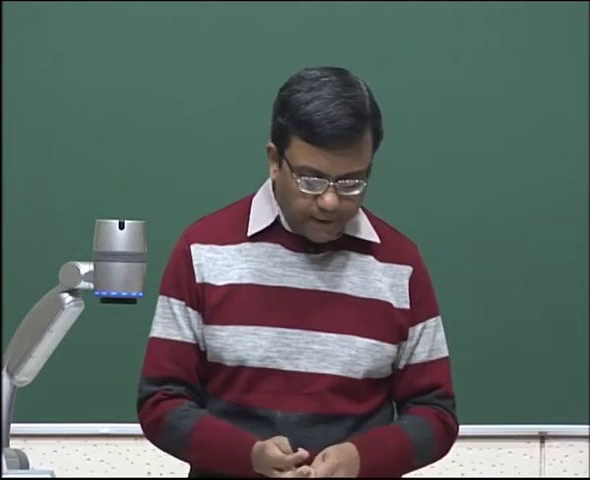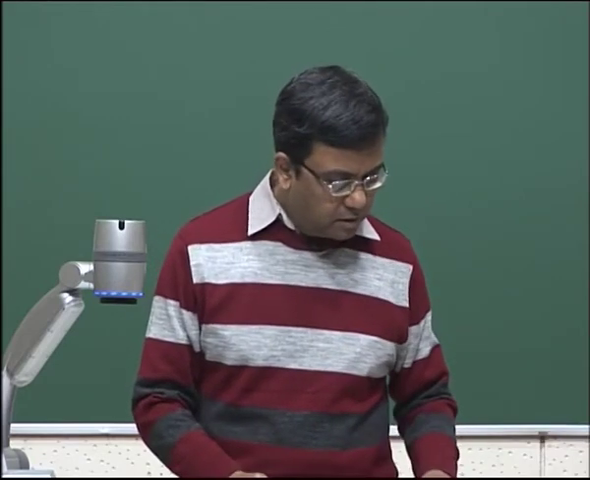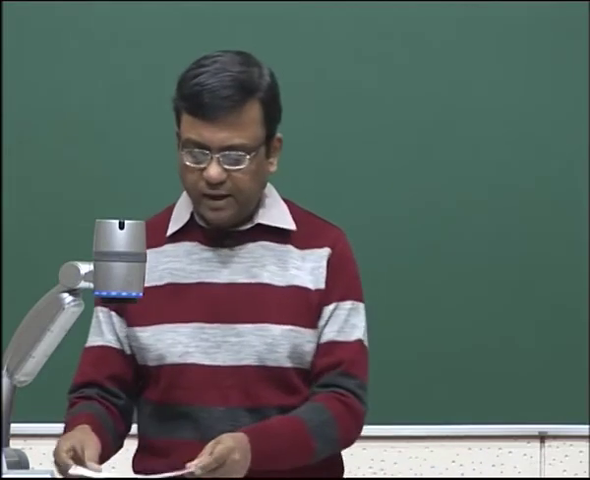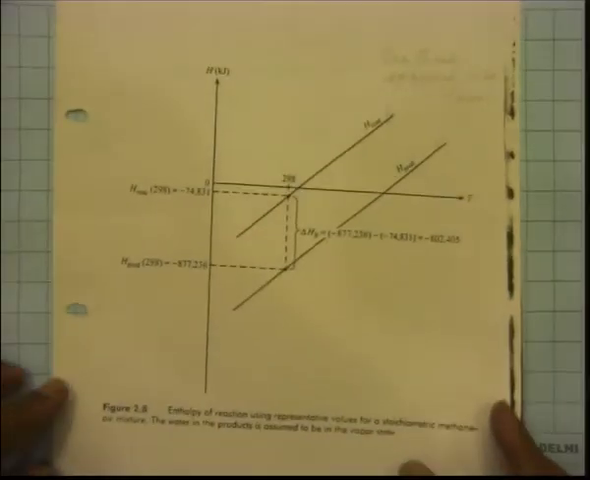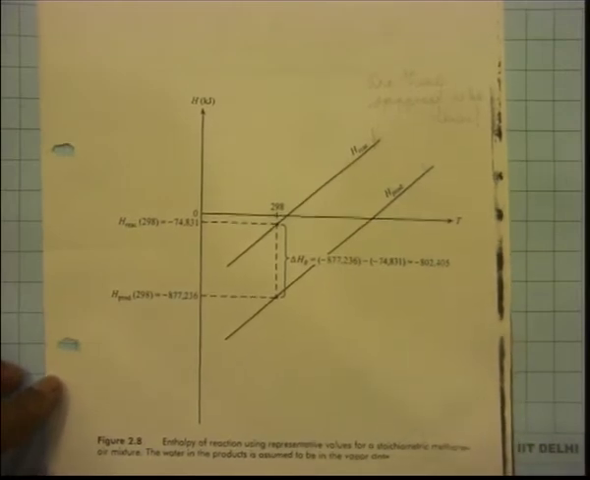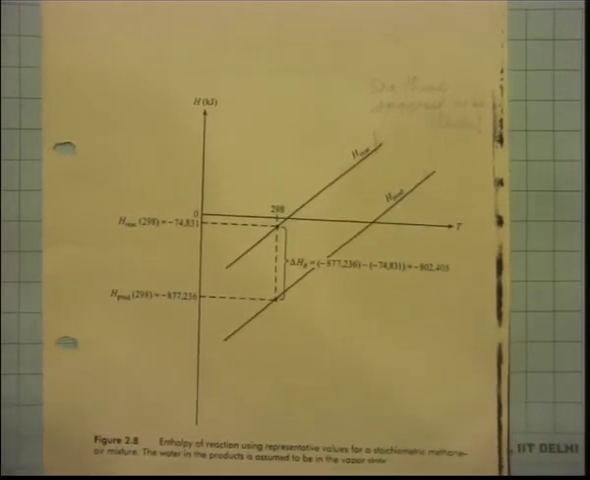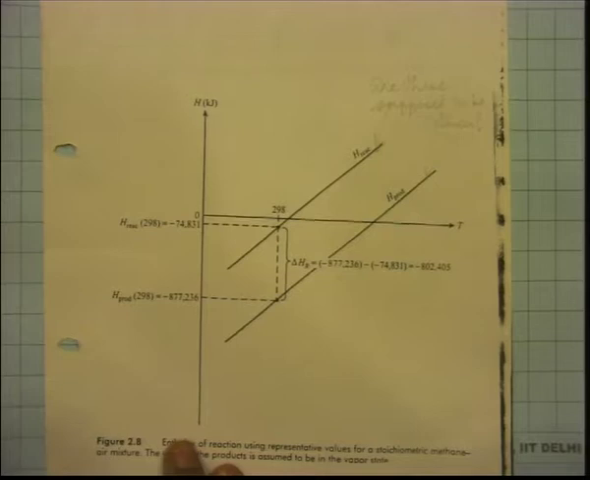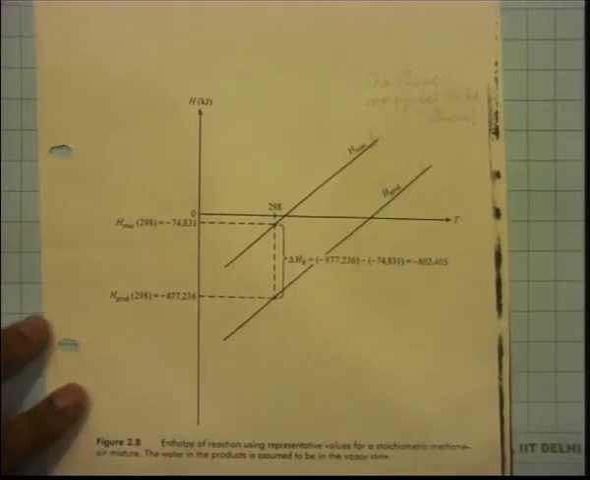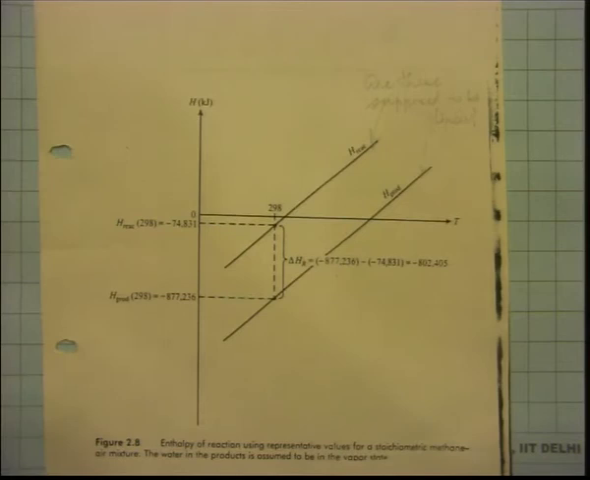Now, this is another graphical representation which the book has, and you can see this here. This shows enthalpy, capital H, as a function of temperature for reactants and products. So, you see two lines.